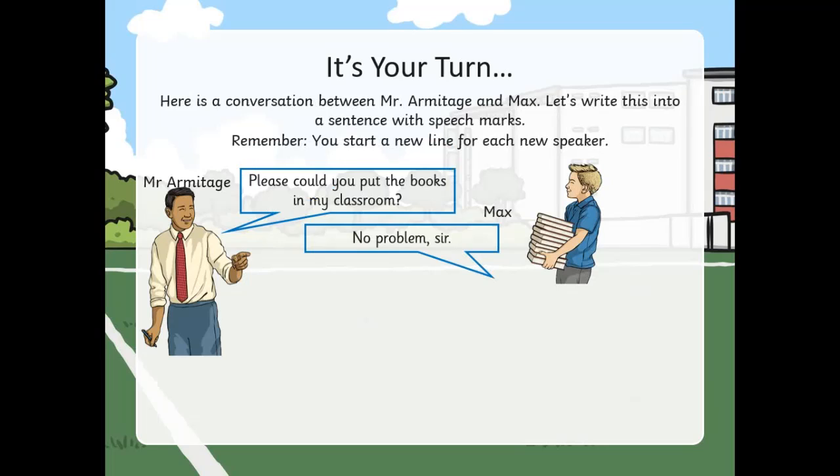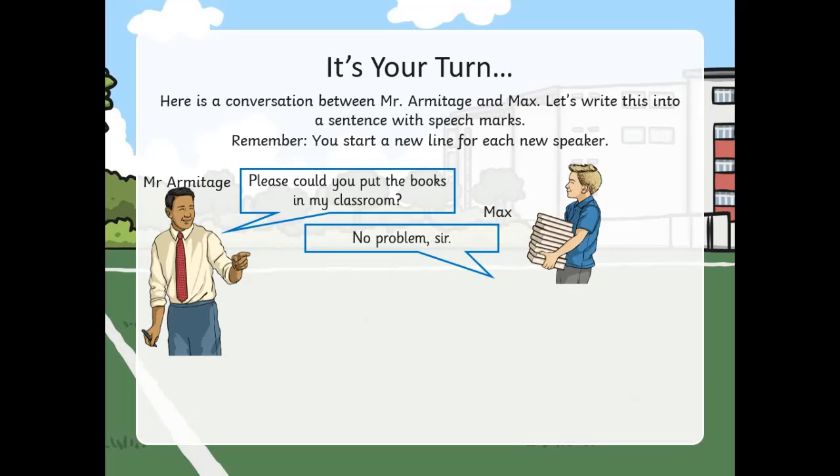Here is another one. It's a conversation between Mr. Armitage and Max. Let's write this into a sentence with speech marks. Remember, you start a new line for each new speaker. Mr. Armitage said, "Please could you put the books into my classroom?" And Max has responded, "No problem, sir."